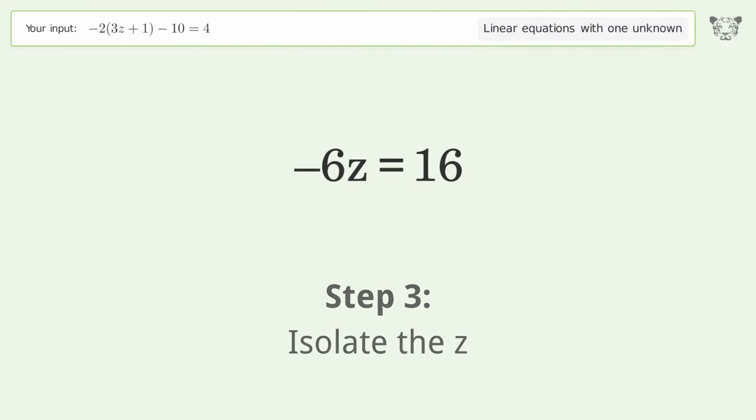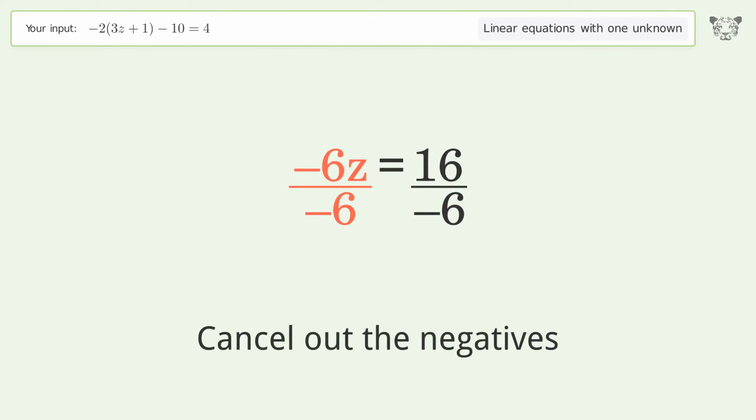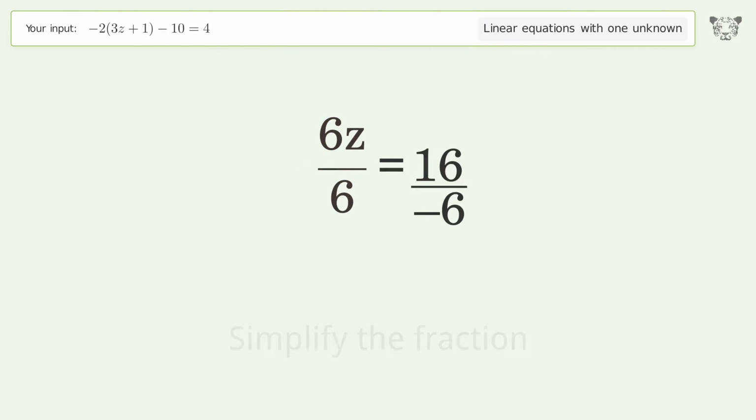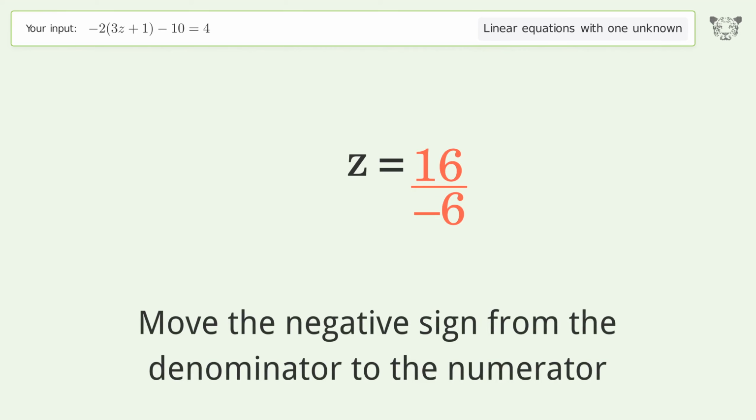Isolate the z. Divide both sides by -6. Cancel out the negatives. Simplify the fraction. Move the negative sign from the denominator to the numerator.